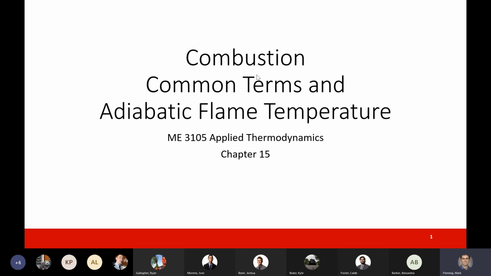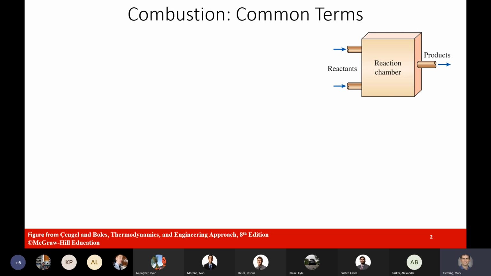Otherwise, let's go ahead and start talking about some of the common terms that we have for combustion, and then get into this last topic, which is probably the most tedious topic in all of thermo. And that is going to be our adiabatic flame temperature. Okay, so the first thing I wanted to do was, now that we've kind of talked about the mathematics behind combustion, is introduce some of the common terminology that we have for combustion.